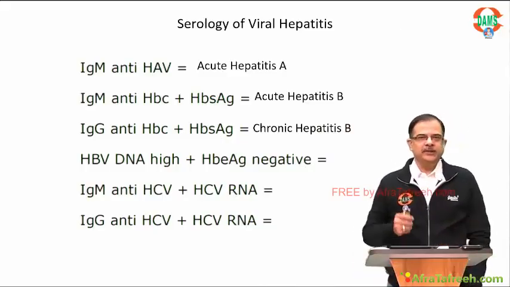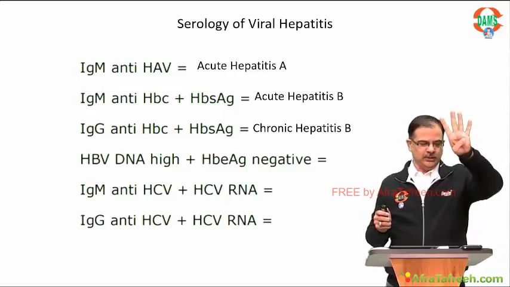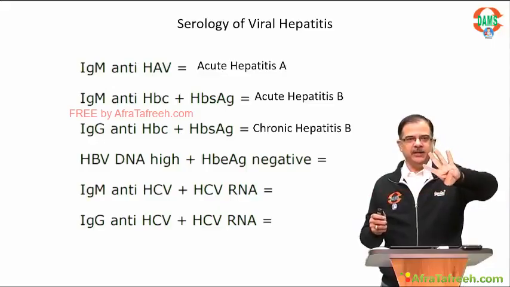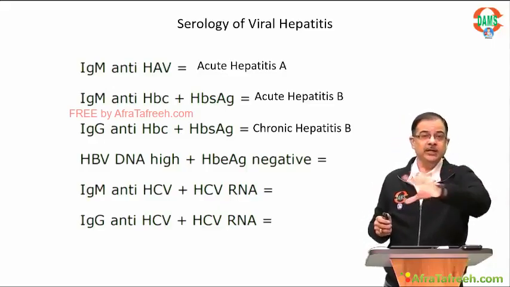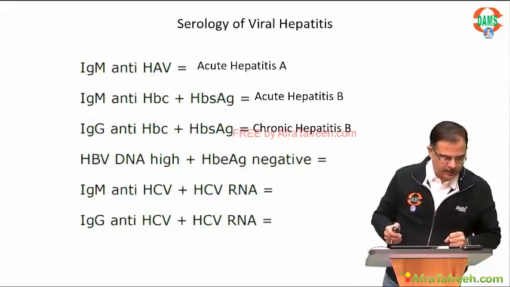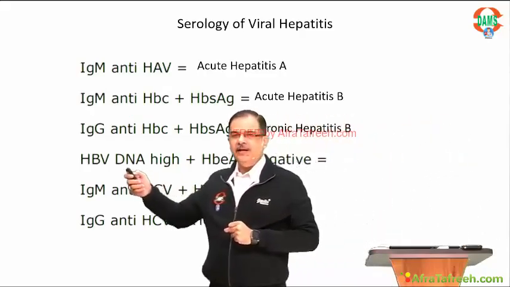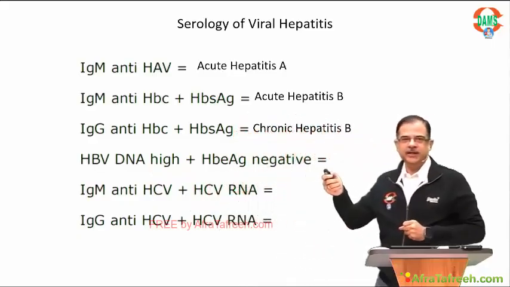Now let me see who will give me the fourth answer. Yes, I am waiting for the fourth answer. HBV DNA is high and HBe antigen negative. So the fourth one, let me see who gives me the correct answer. Fourth one is DNA is high and HBe antigen is negative.